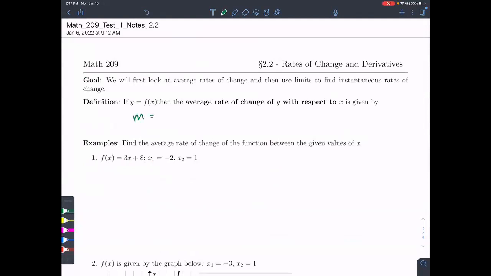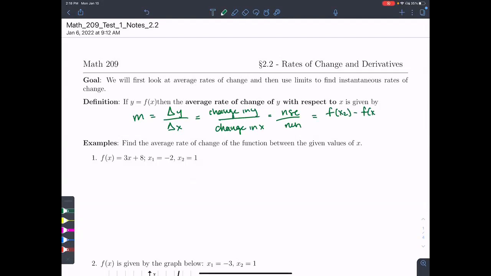So m equals the change in y, which you may have seen as delta y over delta x, or the change in y over the change in x. It's rise over run. Or lastly, f of x2 minus f of x1 over x2 minus x1. So ending y value minus beginning y value over end x value minus beginning x value.